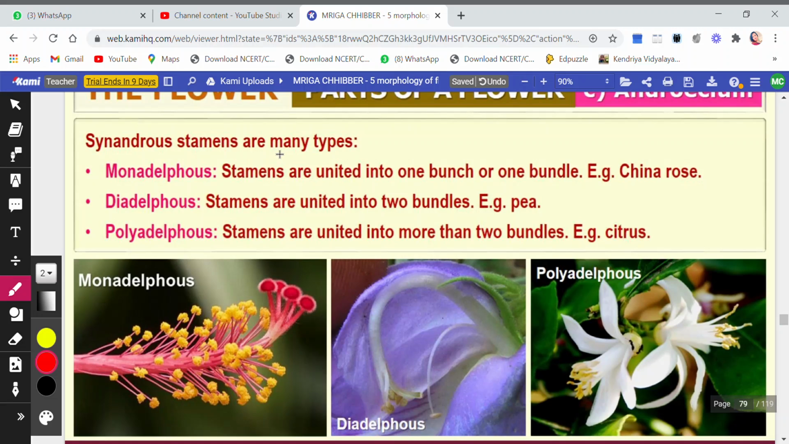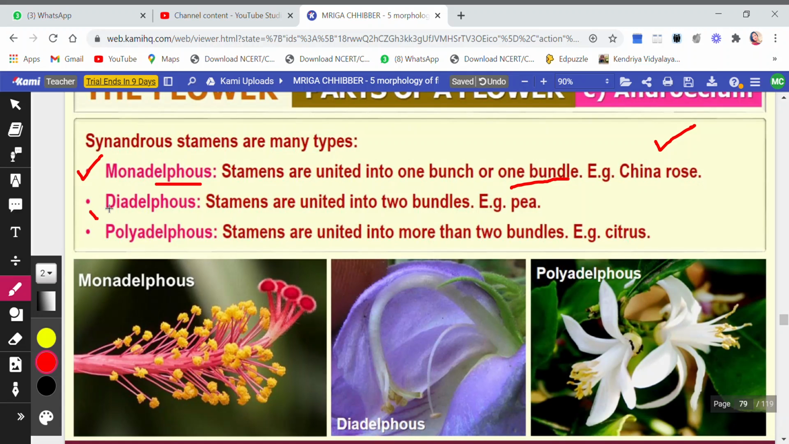Then synandrous stamens are of many types. Now this is a synandrous stamen, that means they are fused. But here, this is the monoadelphous condition. Now what is monoadelphous? Stamens are united into one bunch, just like a bouquet of flowers. There is one stalk or one bunch and such a condition is called monoadelphous. Example is China rose. They are stacked up into one bundle.